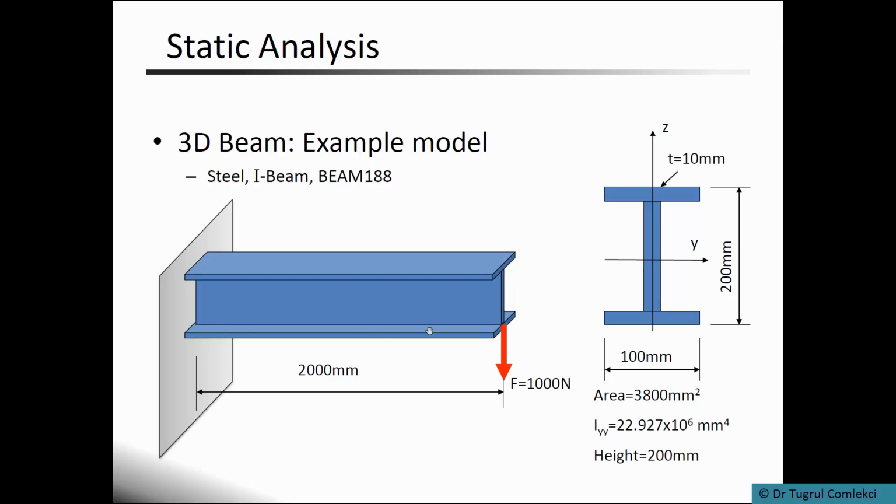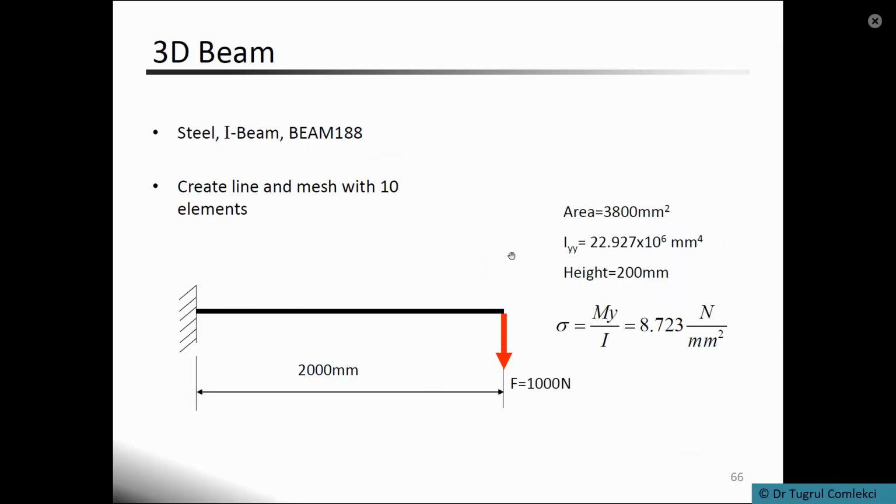And the beam is 2 meters long with a force of 1000 Newton applied on the right hand end and fully fixed to a wall on the left hand end. We can create this beam model with a simple line, creating two key points and a line, and meshing the line with, say, 10 elements along the line.